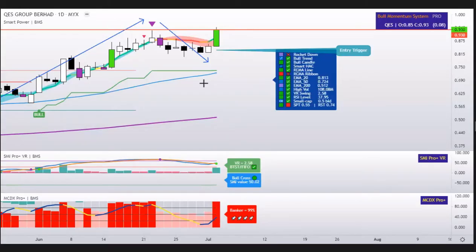Wing Kui Cheng, huh? So far it's just okay, rocket and bear.